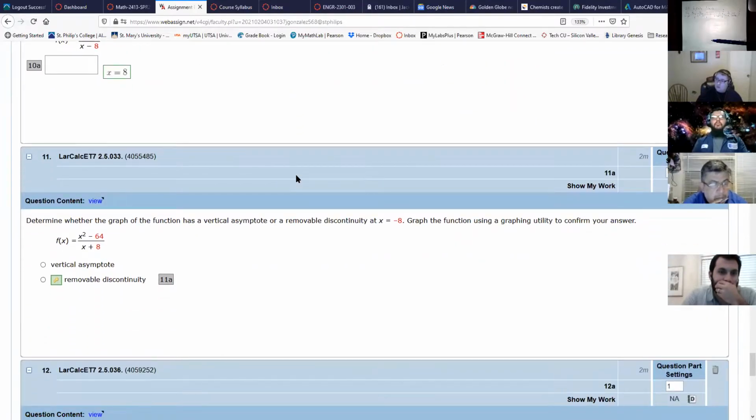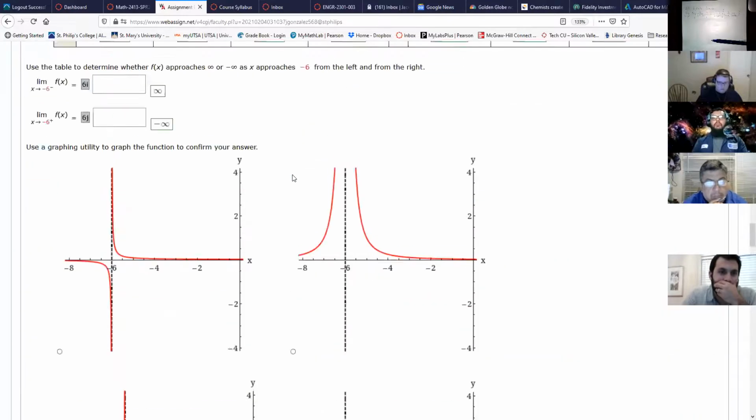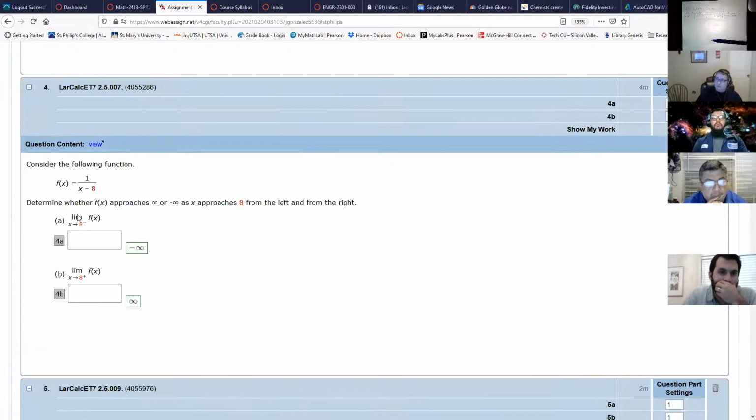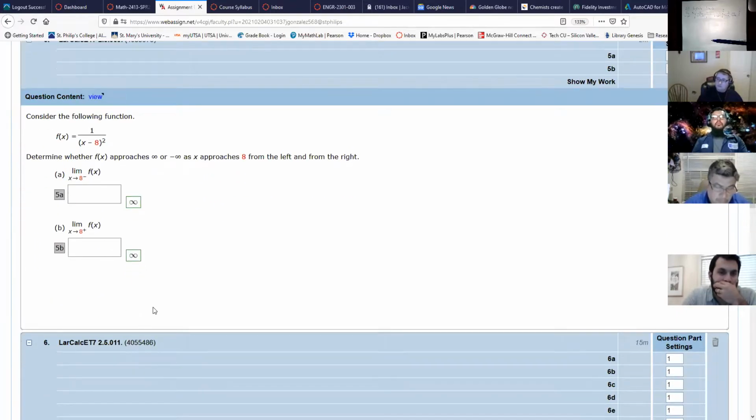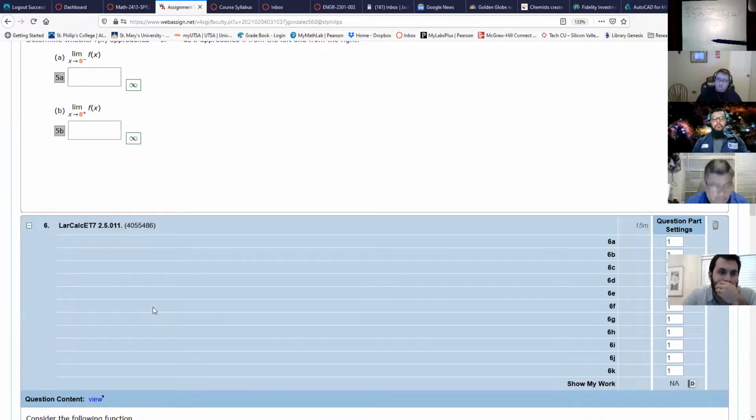Okay, so all these problems here are basically the same deal. They're just saying, all right, what happens from left and right? What happens left and right? So you graph this and you watch it. If you're able to plug it in, great. If you can't, well, you have to graph it. That is the easiest way to do it.